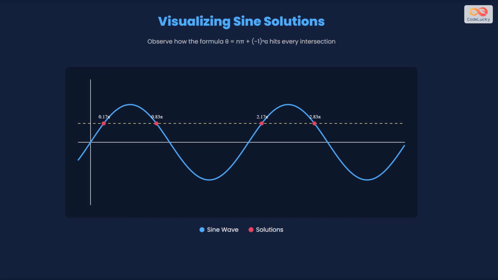Let's visualize the sine formula. On this graph, the blue line is the sine wave and the yellow line is our target value. The red dots are the solutions. Notice how they aren't evenly spaced. There is a gap, then a jump, then a gap. Our formula with that -1 to the power of n term perfectly calculates every single one of those red intersection points.